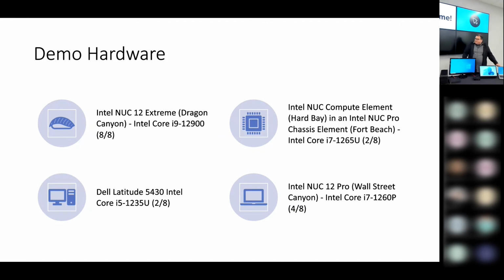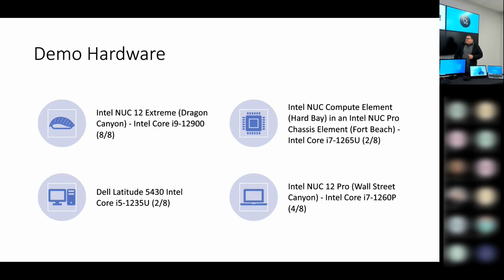Let's see, we have a Dell Latitude 5430. This is a laptop running vPro Essentials. I had a lot of questions about vPro Essentials, so I was able to obtain a Dell so I could demo and show you what the actual differences are, what you're getting and what you're not getting. And then last, we have a NUC 12 Wall Street Canyon. This is a traditional 4x4 NUC, a little tiny computer.